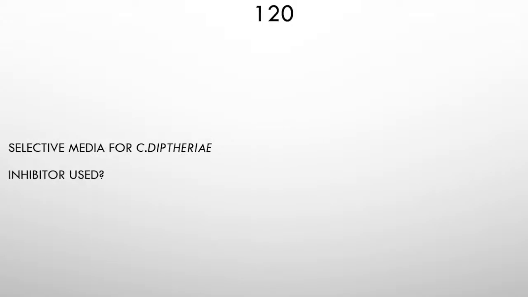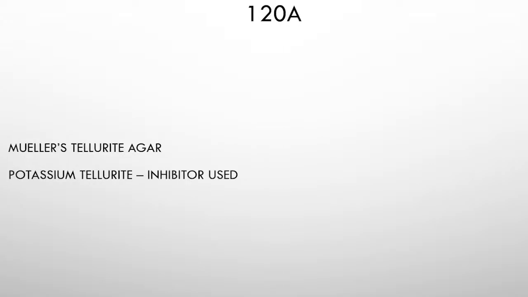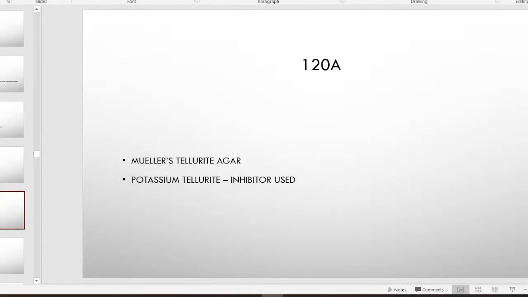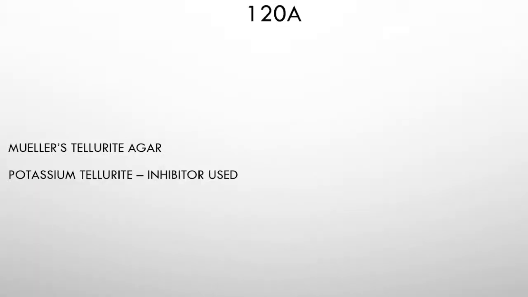Muller's tellurite agar. Now, Corynebacterium is what? Gram positive or gram negative? Since we're using tellurite or potassium tellurite, which means we're inhibiting the growth of gram-negative organisms, therefore Corynebacterium is gram-positive or gram-negative?